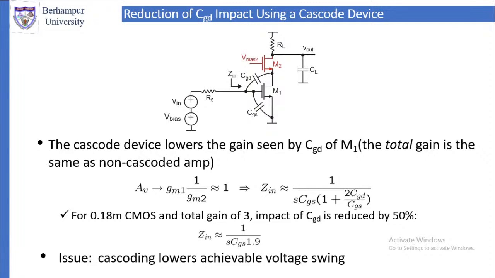If that happens, AV is approximately 1, then Zin is approximately equal to 1 by SCGS into 1 plus 2 CGD by CGS. Then for 0.18 micron CMOS and total gain of 3, the impact of CGD is reduced by 50%, because Zin now becomes 1 by SCGS into 1.9. So instead of 3, it has become 1.9, which is around 50% reduction. The issue here is that cascading will lower the achievable voltage swing. Voltage swing will be limited. Only that is the issue.